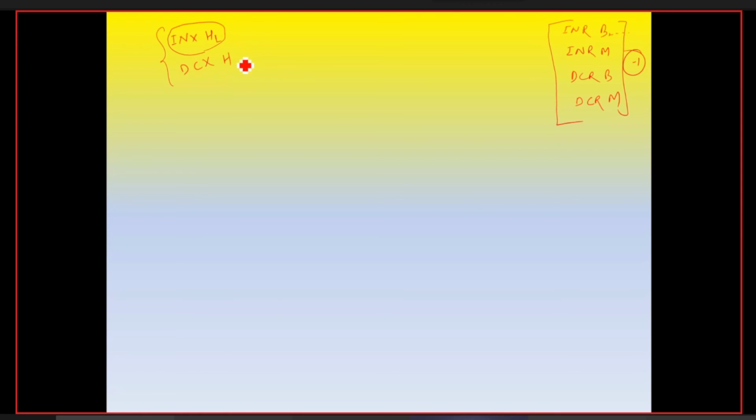It is HL. Okay, so suppose I am writing LXI H 2400. चलो अभी time being कुछ और हम दे रहे हैं, 2423H, and I am using instruction INXH, halt. Okay, tell me the new value of HL.